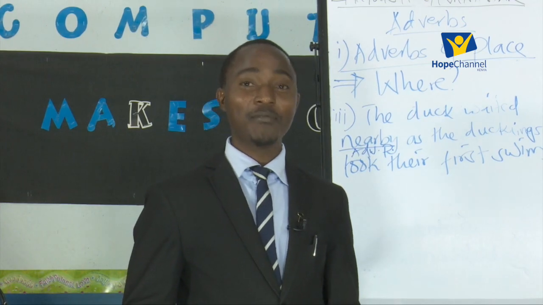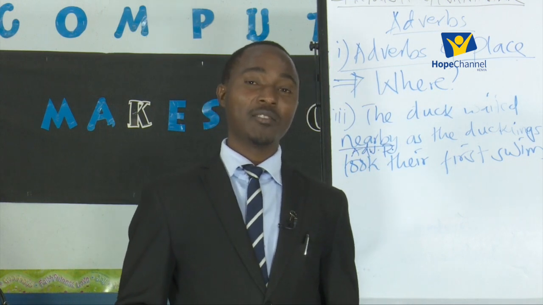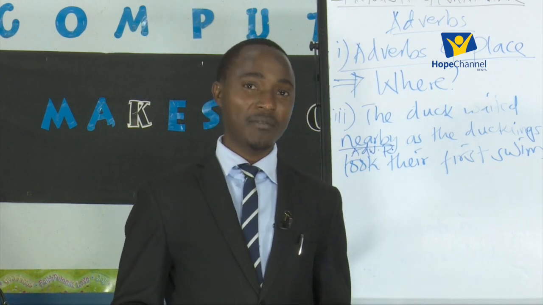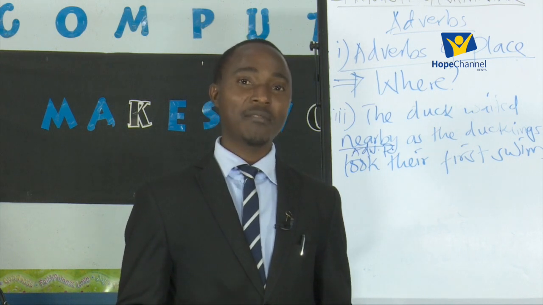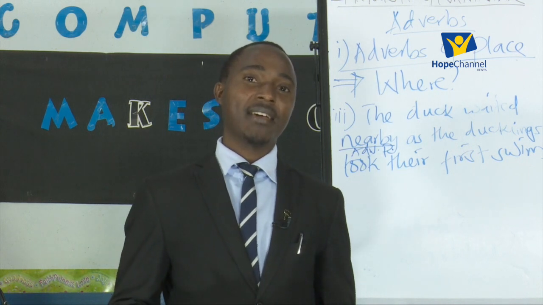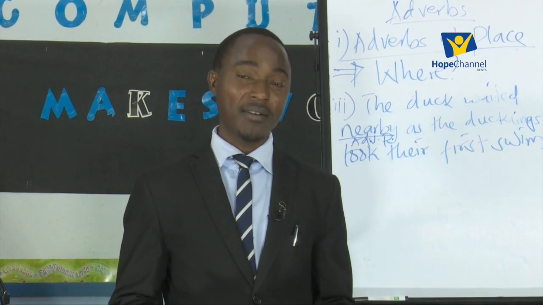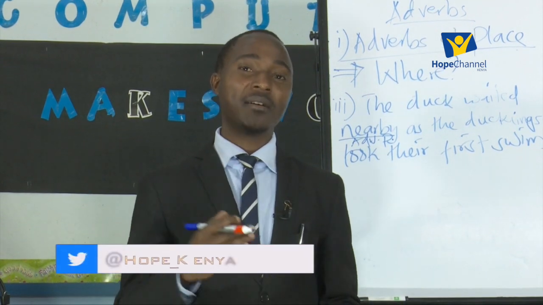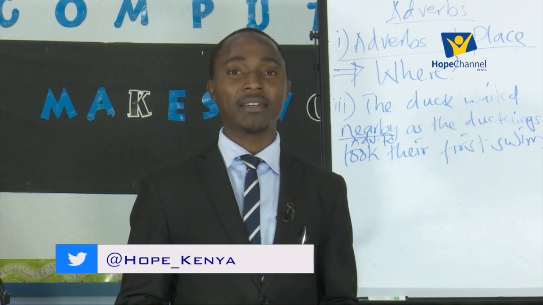Welcome back, students. Before we went for a short break, we had looked at two types of adverbs, adverb of time and adverb of place. You identify an adverb of time by asking the question when, and you identify the adverb of place by asking the question where. All of them will indicate when or where the action takes place respectively.